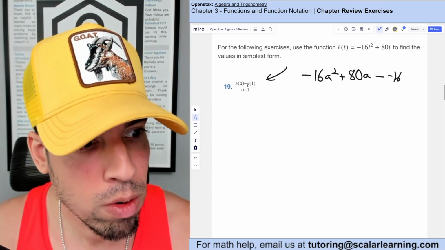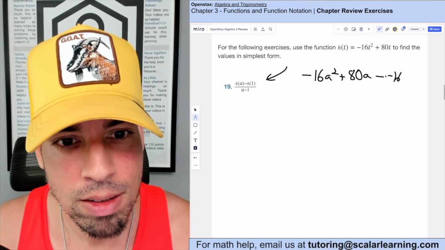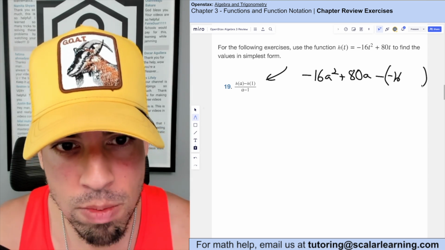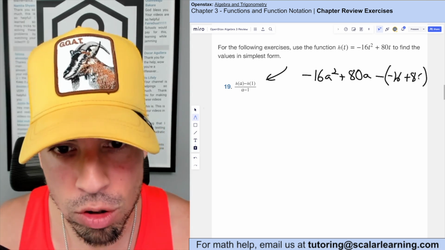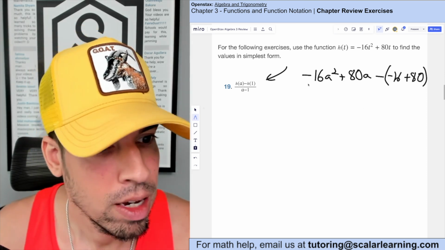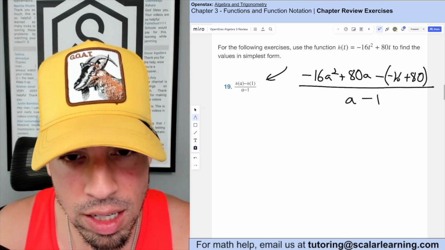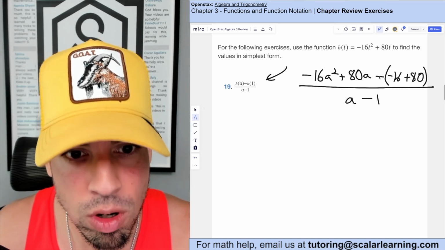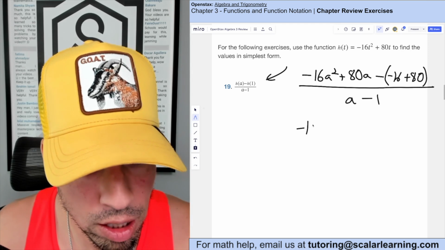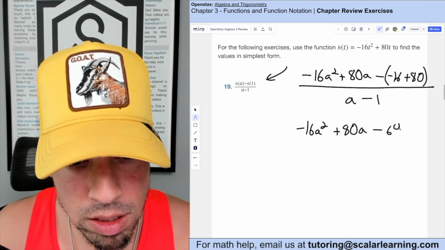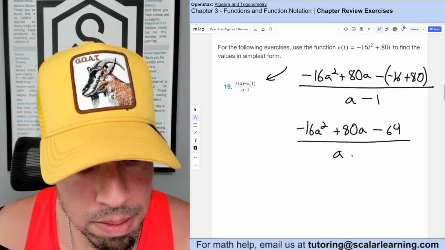But again, we're minusing. So this minus is actually going to distribute to the 80 over here. So I'm going to keep that in parentheses, right? And then this is over a minus 1. Okay, now we can simplify. So -16 plus 80 is 64. And then we distribute that negative. Check it out. So then we say minus 64 over a minus 1.